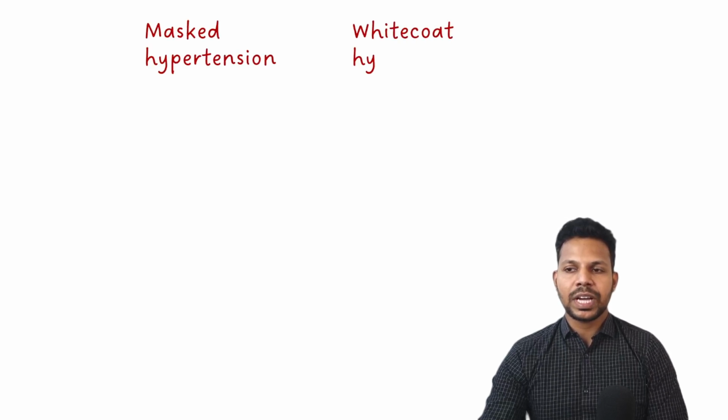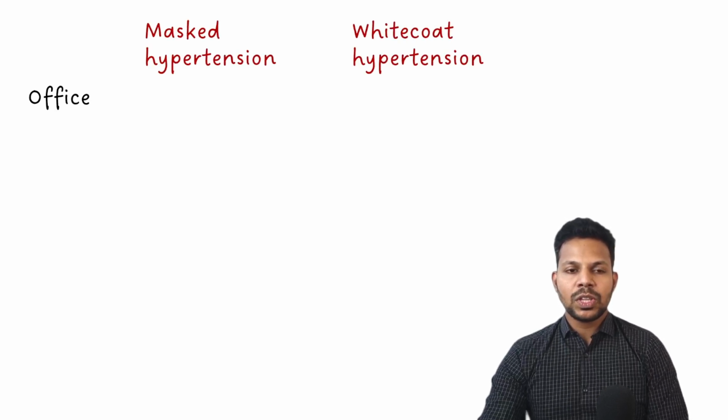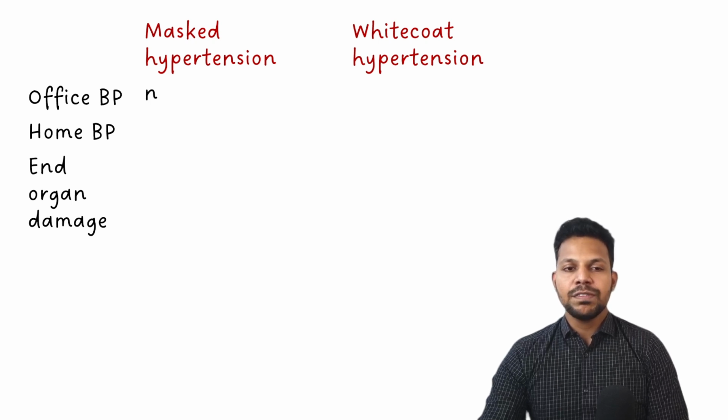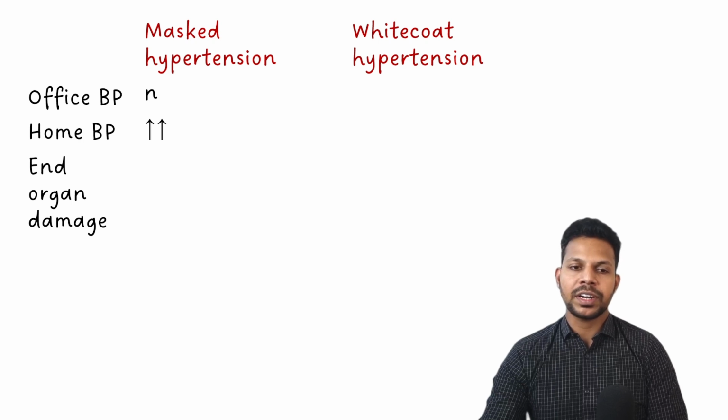So let's differentiate the masked hypertension and the white coat hypertension, based upon the office blood pressure, home blood pressure, and the end organ damage. In masked hypertension, the office blood pressure will be normal. That is why it is called masked. Where if you look at the ambulatory blood pressure monitoring, which is done at home, or the home blood pressure monitoring, the blood pressure is elevated and the end organ damage is usually present in these patients.